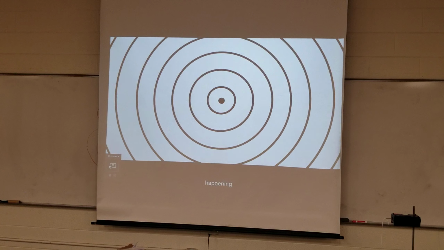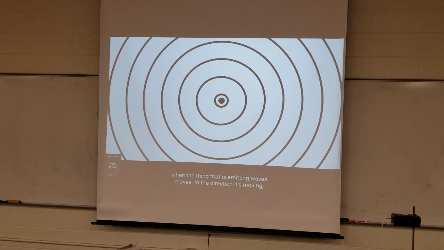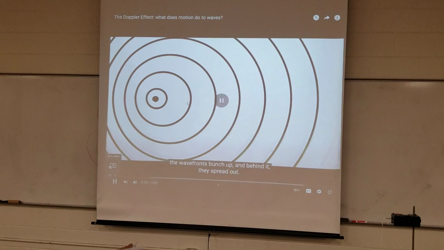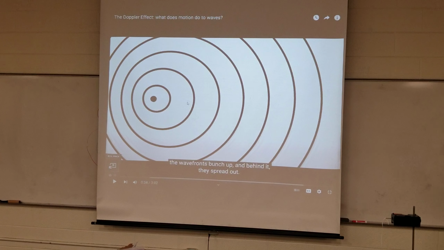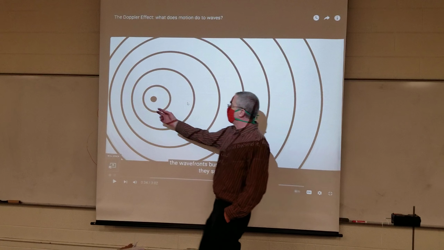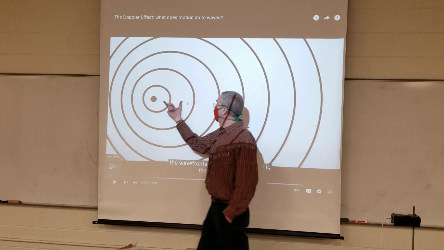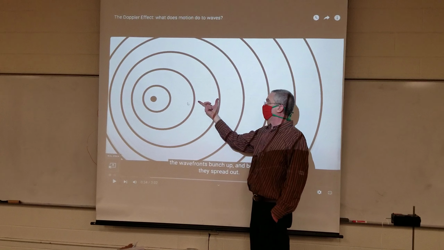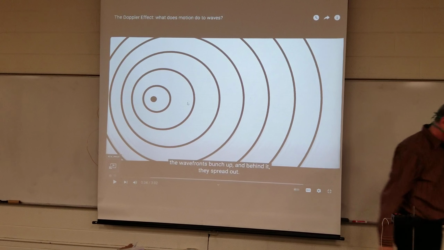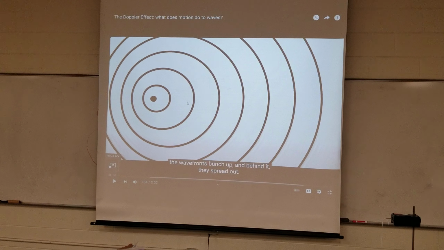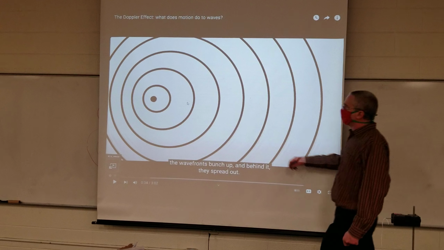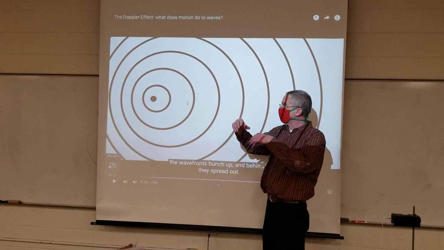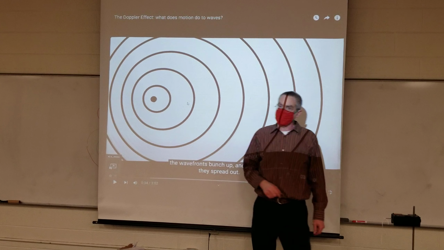We see the Doppler effect happening when the thing that is emitting waves moves. In the direction it's moving, the wavefronts bunch up. So what I was trying to draw on the board, you can see that they're much closer to each other here than here. So shorter wavelength, higher frequency, bigger wavelength, lower frequency. This is also related to something I did earlier when we were talking about sound: these black lines would represent the high pressure, and the spaces in between would represent the low pressure of sound.